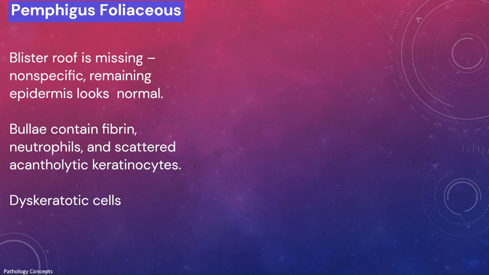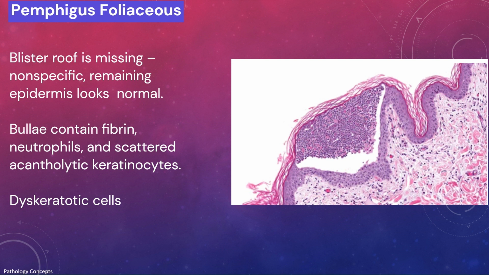In Pemphigus foliaceous, if blister roof is missing, then remaining epidermis looks relatively normal. So the findings can be non-specific. The bulla contain fibrin, neutrophils, scattered acantholytic keratinocytes, and these keratotic cells in the granular layer of older lesions distinguish Pemphigus foliaceous from Pemphigus vulgaris.